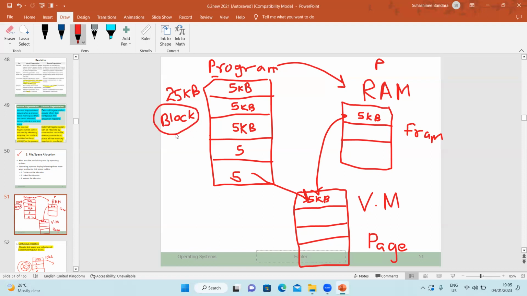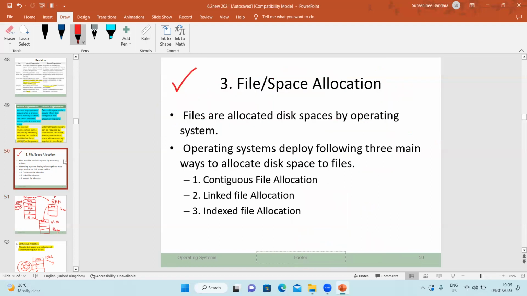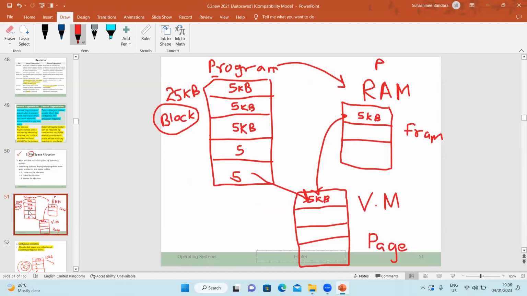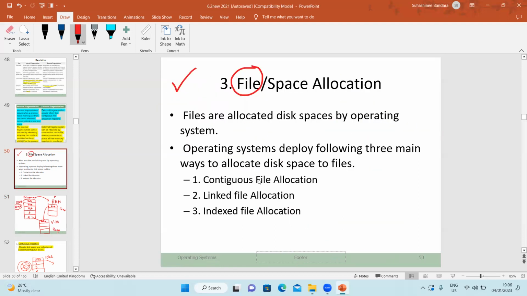Now we are going to discuss about this block, particular block. In our syllabus, they call it as a file. I don't like this word file. It's better to say space allocation. That's obviously okay. Or as block allocation. Okay. So now, first one is contiguous file allocation.